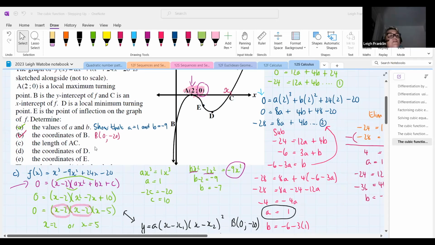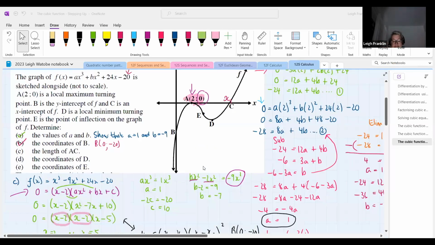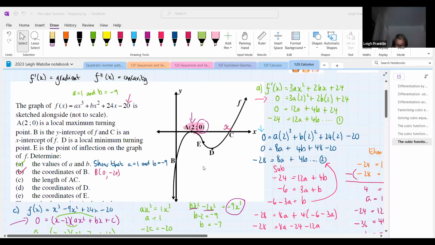Okay, now the coordinates of D, that was the next question. Let's just go back and have a look at the diagram. What does D represent? What have they told us point D is? Okay, it's our local minimum. It is a turning point. So you know that the gradient at the turning point is 0.